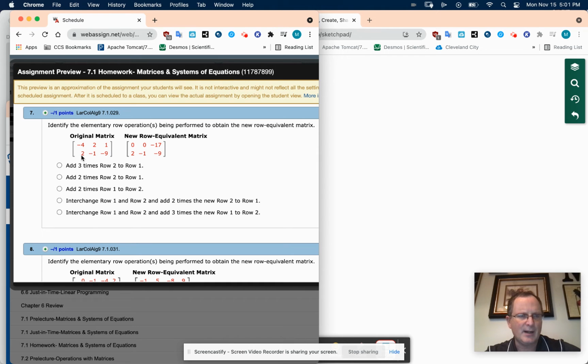That's not what's happening, because if I say 3 times 2, that's 6. 6 plus negative 4 is not 0. So that is incorrect. Here's the one. Add 2 times row 2 to row 1. That's true. 2 times row 2.